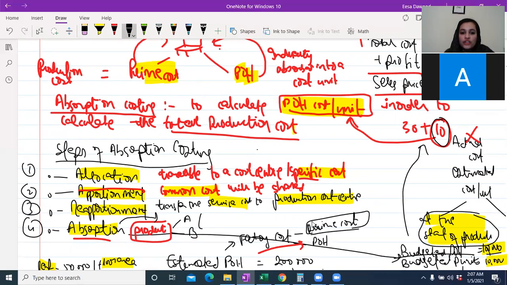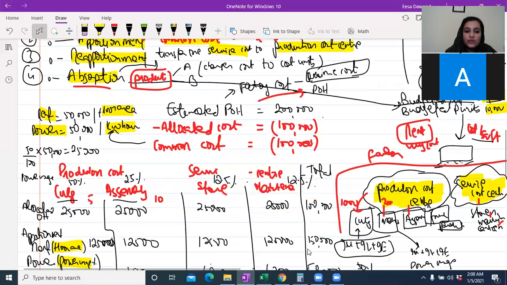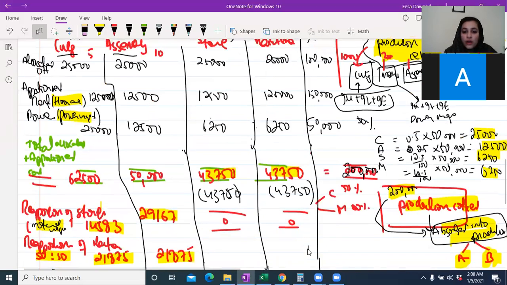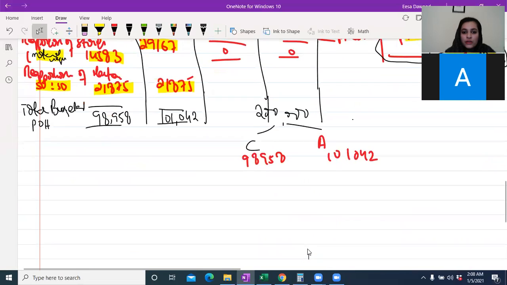So what does the allocation step deal with? It charges the entire production cost to cost units. That is what the process of absorption is all about. So now the entire cost will be absorbed into, for example, two products A and B. It will be charged to the two products A and B, and that particular process will be absorption. How am I going to absorb the cost amongst A and B?